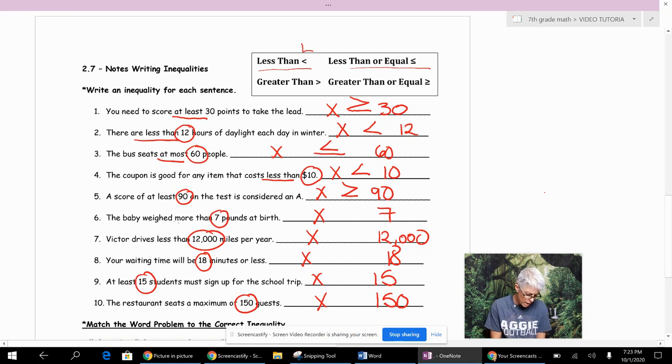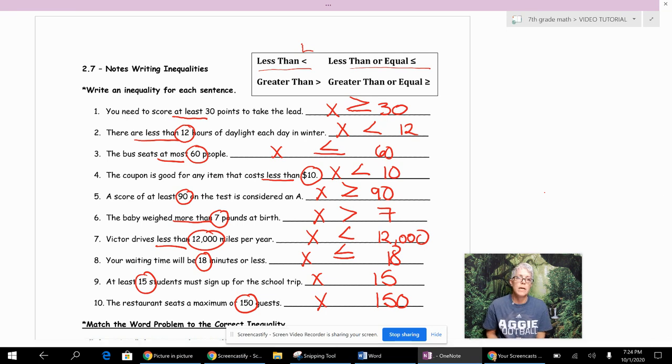The baby weighed more than. So X is going to be more than the 7. The driver, there's less than. We just love those easy ones from elementary school. More than, less than. A waiting time will be 18 minutes or less. So it could be 18 minutes, which means I'm going to have that equal sign in there. Or less. So X will be less than or equal to, the squished L.